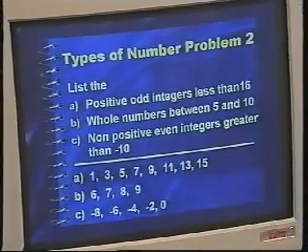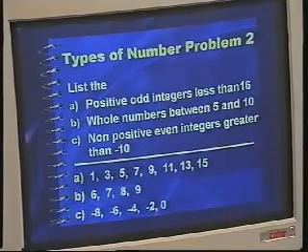Non-positive, that's a difficult term. Non-positive, that means it's negative, but it can also be 0. And it has to be even, and it has to be greater than -10. Quite a difficult problem, that last one. It's -8, -6, -4, -2, and 0.